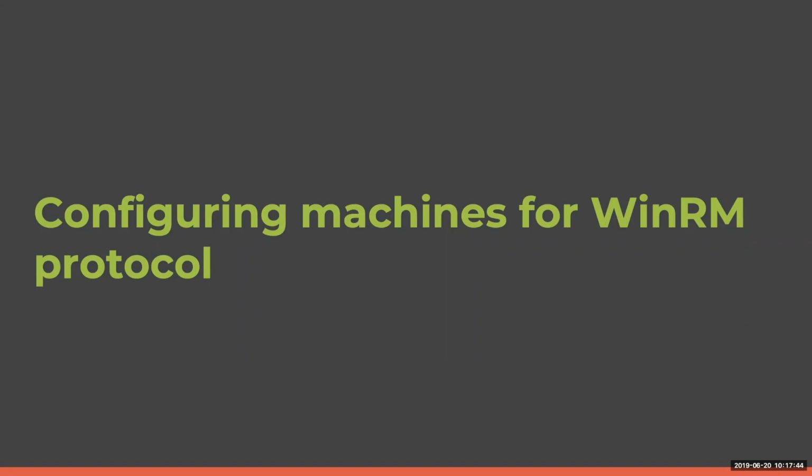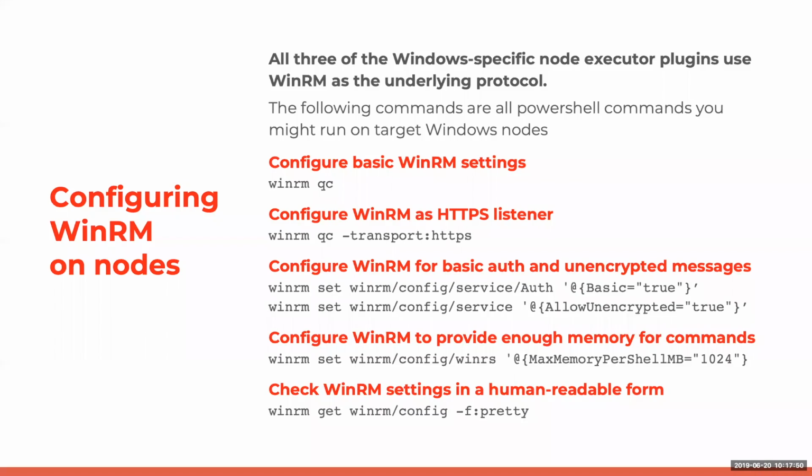So I wanted to talk a bit about configuring machines for WinRM. All 3 of the plugins I just talked about are using WinRM as the underlying protocol. Whether they say WinRM in the name or not, the PowerShell one doesn't, but it really does use WinRM. That's the native protocol for this sort of thing in Windows. But WinRM needs to be configured probably in some way on every machine in order to have it configured in the right way. And the likely way you're going to do that is using PowerShell commands on those machines.